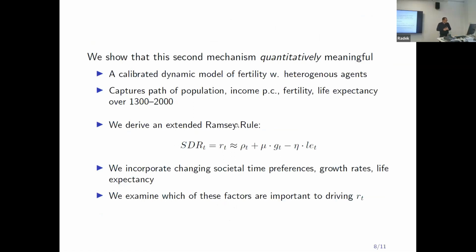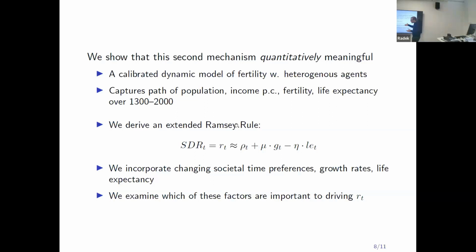Basically, what we end up doing is calibrating this dynamic model of fertility, where agents are different, and we capture things like the population, income per capita, fertility, life expectancy, and so on. And we essentially derive an extended Ramsey rule. It's something very similar to what I showed you at the beginning, but including slightly more terms. In our world, the social discount rate is determined by these three factors. Just as before, preference of time and growth rate, but now I allow these to vary over time, because they did change over time, and we'll take that into account.